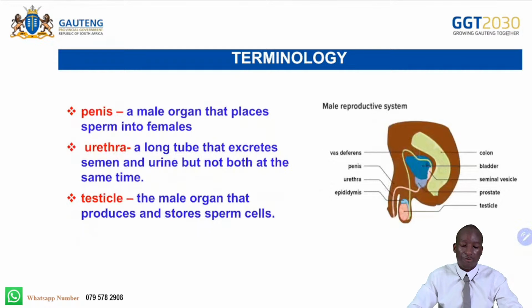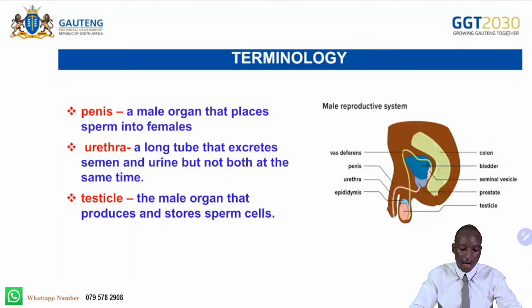Then, of course, we've got the other one, which is the urethra. Can we locate the urethra there? There it is. There is the urethra. Right. This one excretes semen and urine. Like I said before, it doesn't excrete these two at the same time, right? So that's the function of the urethra.